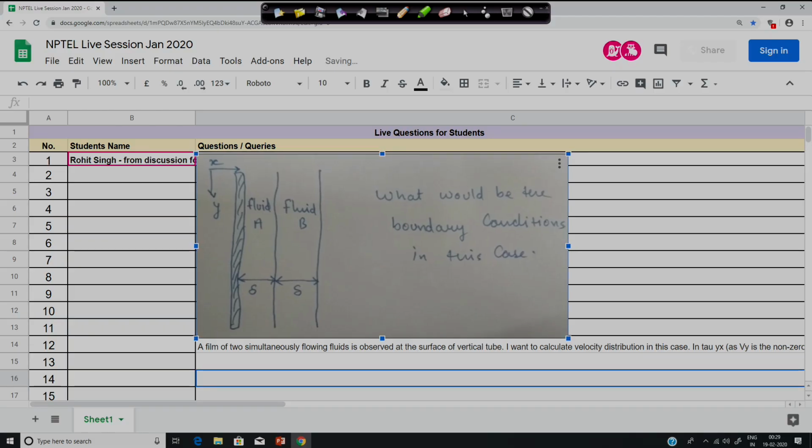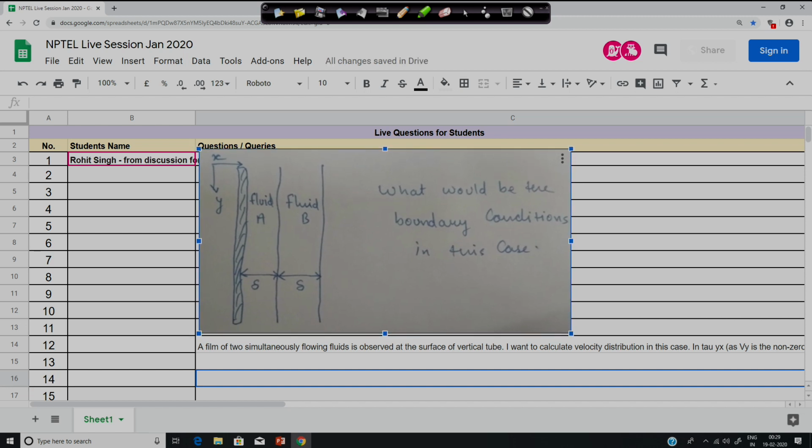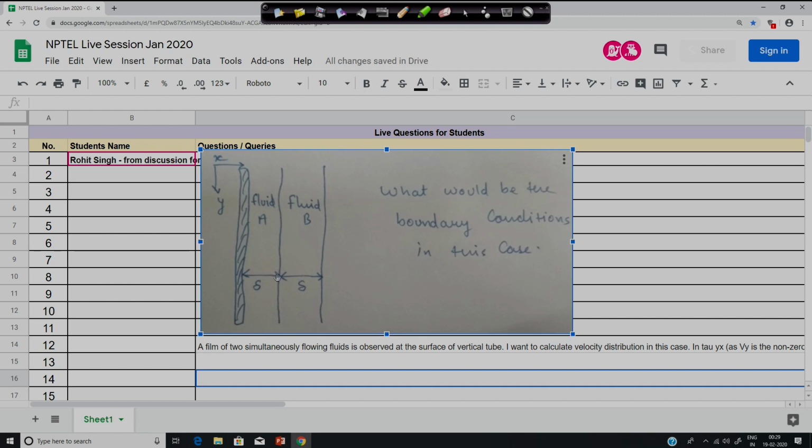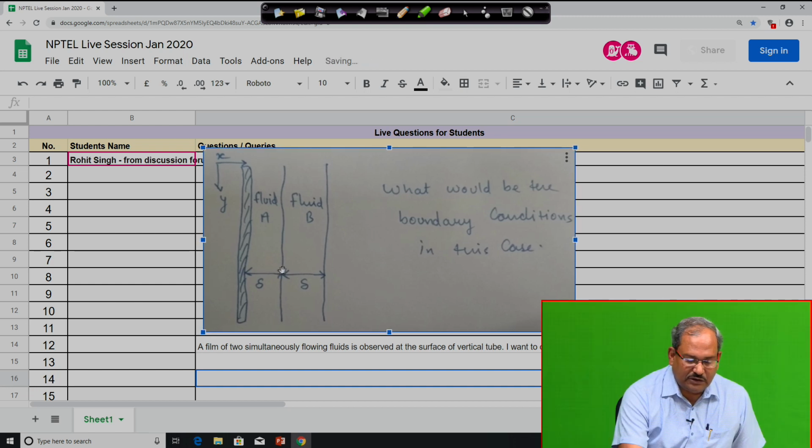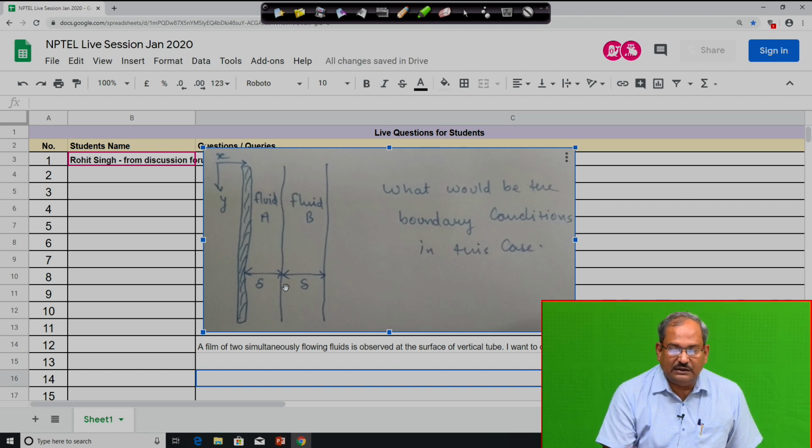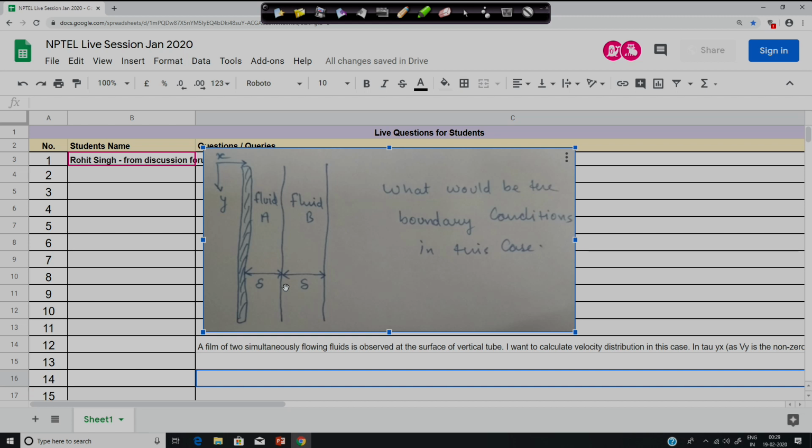So, if I could point out over here, I do not know how to point out. Okay. So, over here, at this point, that means at x equals 0, you have the velocity to be equal to 0. At x equals 2 delta, the shear stress is going to be 0. So, that means the velocity gradient for fluid B would be 0, but at x equals delta, the velocity of A and the velocity of B would be equal. So, these are the boundary conditions which you would use in order to obtain the velocity profiles.